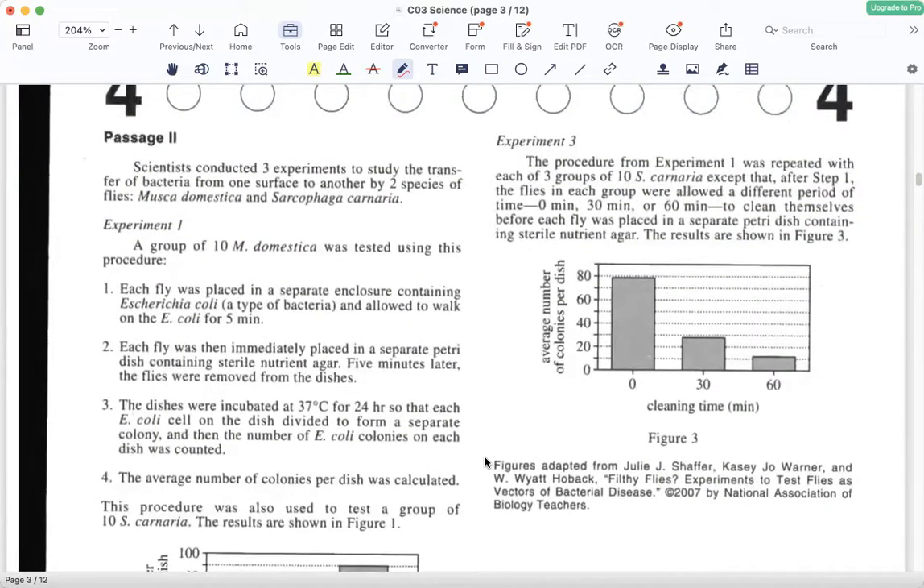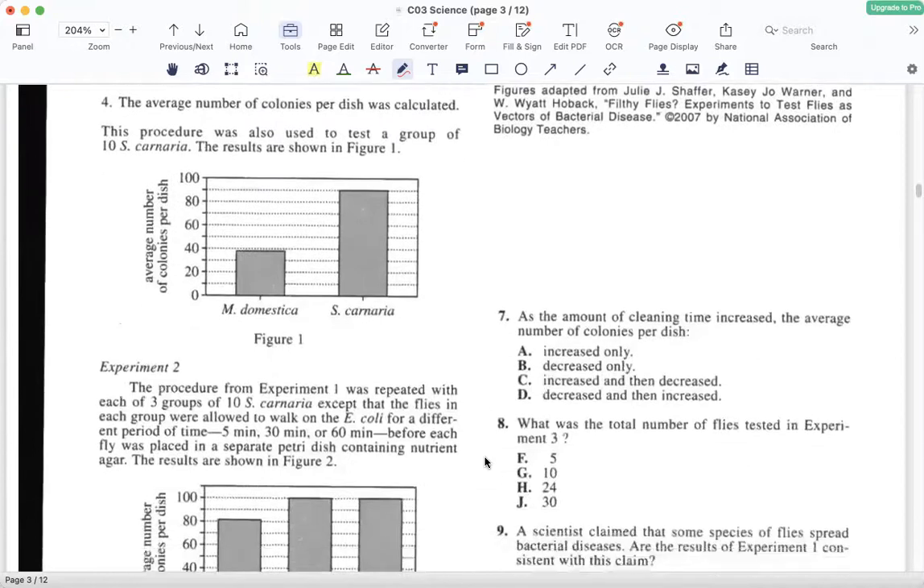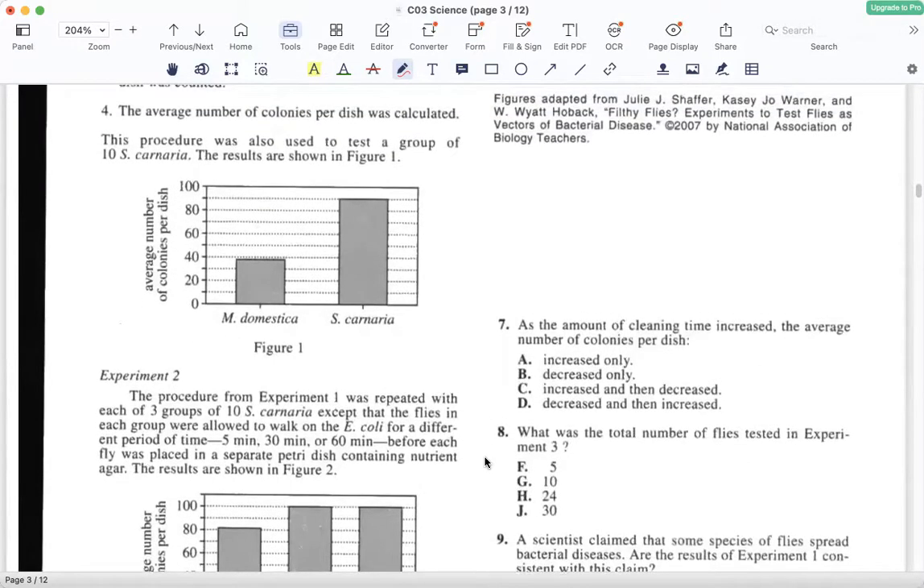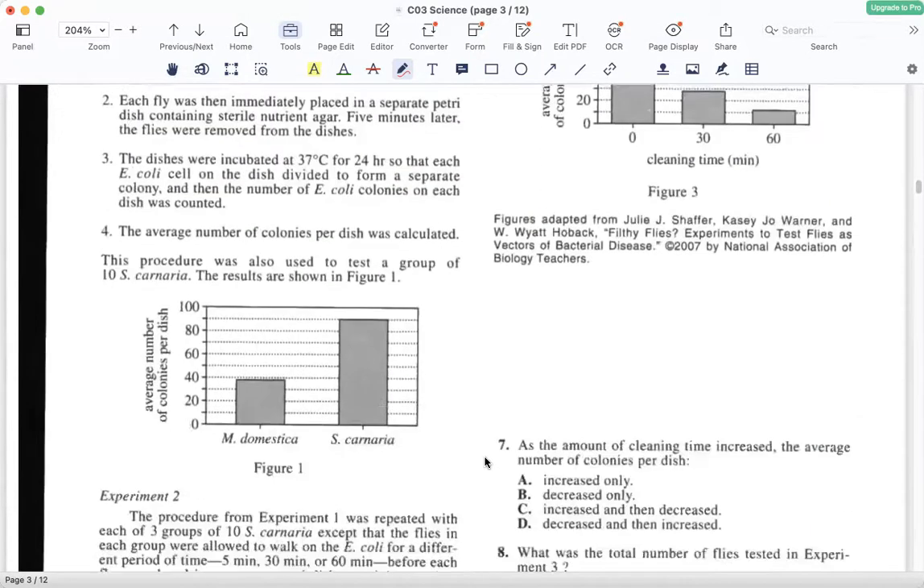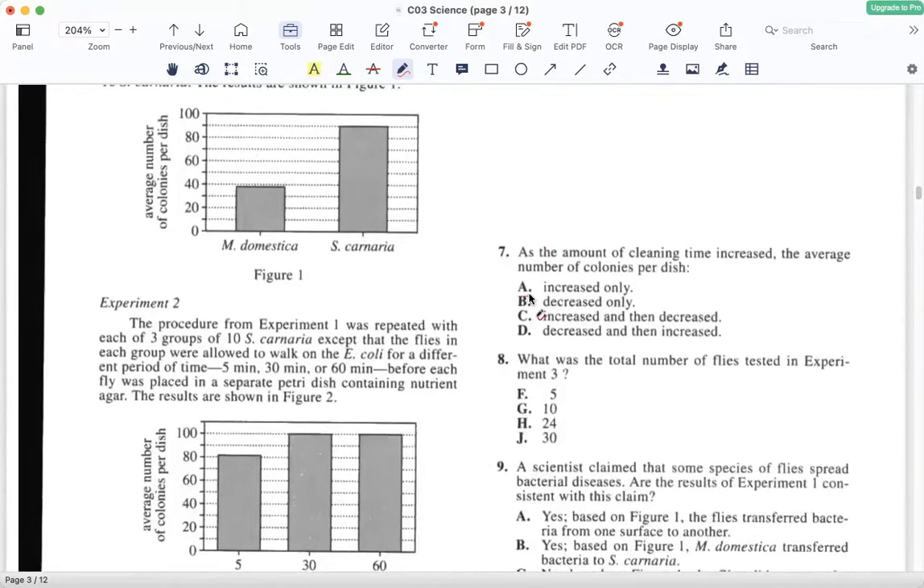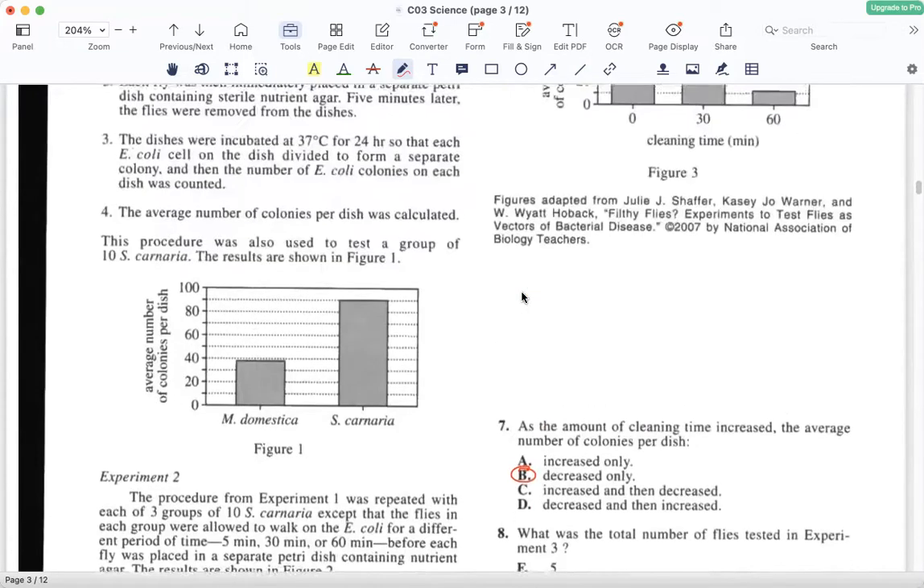The procedure from experiment 1 was repeated with each of 3 groups of 10 S. carnaria, except that after step 1, the flies in each group were allowed a different period of time to clean themselves before each fly was placed in a separate petri dish. As the amount of cleaning time increased, the average number of colonies per dish decreased. So B. What was the total number of flies tested in experiment 3?